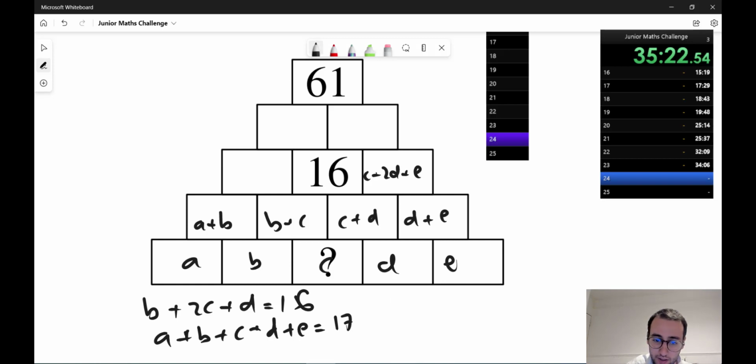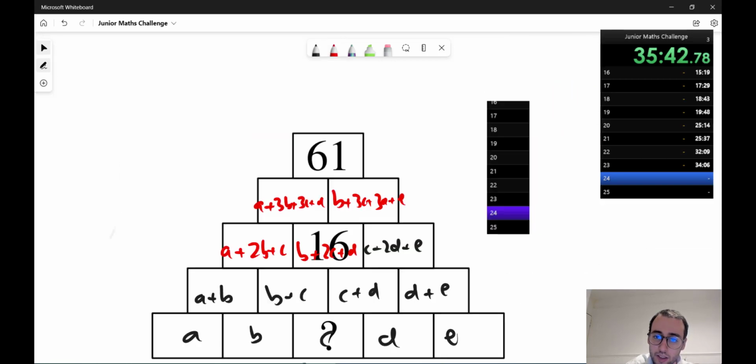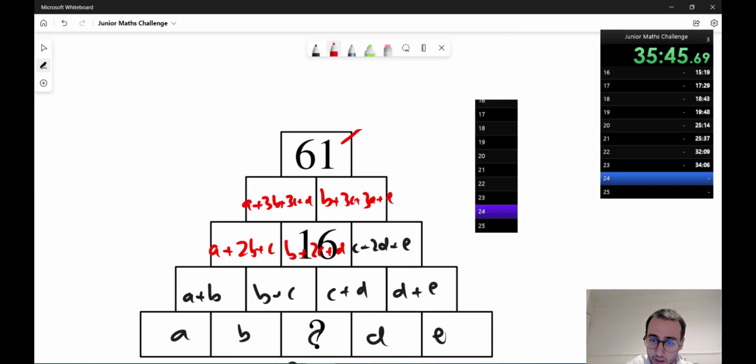Okay, let's keep this going. So this is B plus 2C plus D. This is going to be A plus 2B plus C. This is going to be A plus 3B plus 3C plus D. This is going to be B plus 3C plus 3D plus E. So at the very top we have A plus 4B plus 6C plus 4D plus E. Yeah?